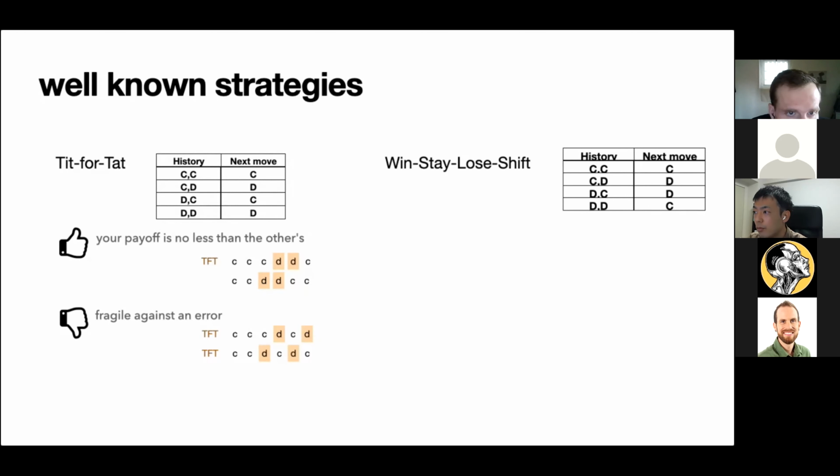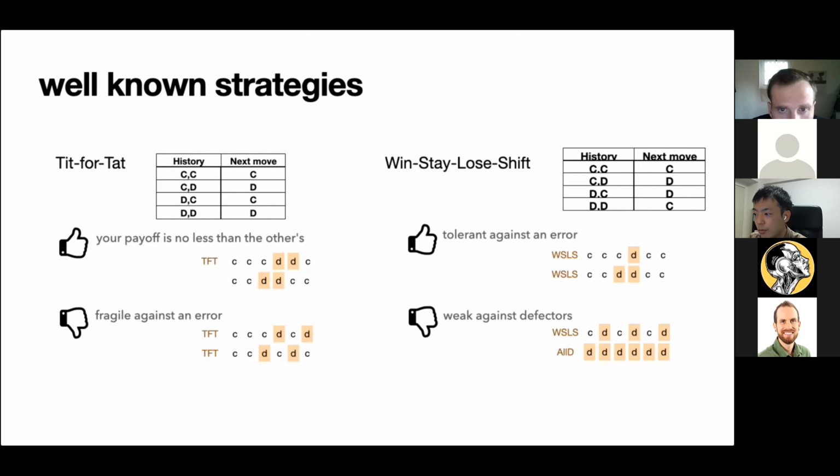Another well-known strategy is win-stay-lose-shift, which is defined by this table. Using this strategy, the cooperation is tolerant against error. Namely, they can recover cooperation from erroneous defections. On the other hand, a critical downside of this strategy is a weakness against defectors. If the strategy is known, your co-player can repeatedly exploit you just by keeping defections.